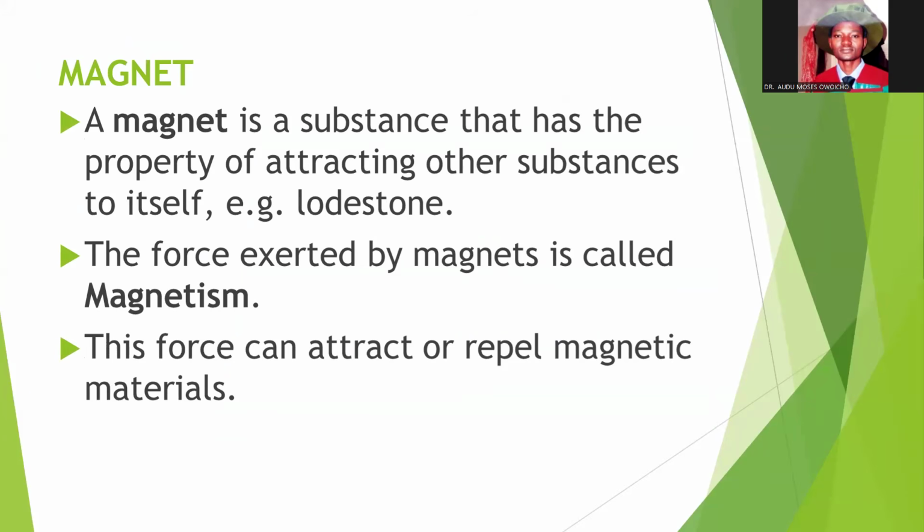There are some materials in nature that have the ability of attracting other materials to themselves. We call such material a magnet. So magnets are substances that have the property of attracting other substances to themselves. The force exerted by a magnet in attracting other material to itself is called magnetism. And this force can be an attractive or a repulsive force.